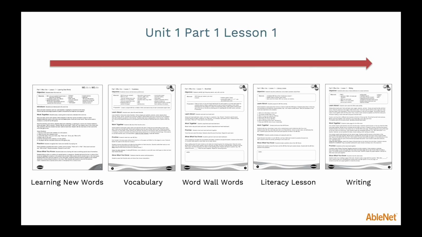Page 4 is the literacy lesson. During this lesson, students work on describing preferences and answering questions about themselves. And finally, on page 5, the writing lesson, students learn to write about a food preference in a closed sentence format. The objectives, of course, change from lesson to lesson, but the philosophy of each page will stay the same.